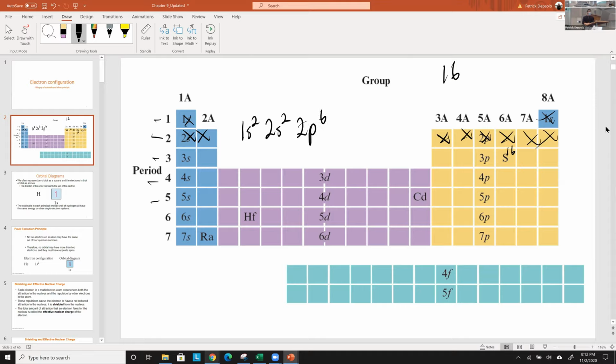Now go through again. 3s, same thing. Each s orbital we know holds 2 electrons. 3s2. Next, we go across, and oh look, we're at the row of sulfur. So what would we put here? This is called 3p, but what would it be? Good, 3p4, because we go 1, 2, 3, 4. 3p4. Ta-da. This is the electron configuration for sulfur.